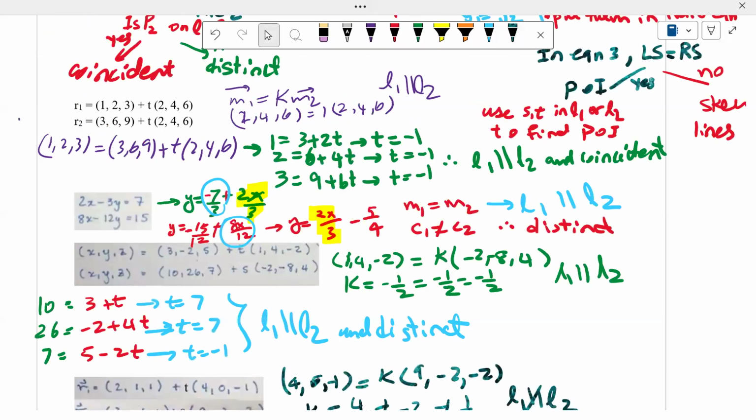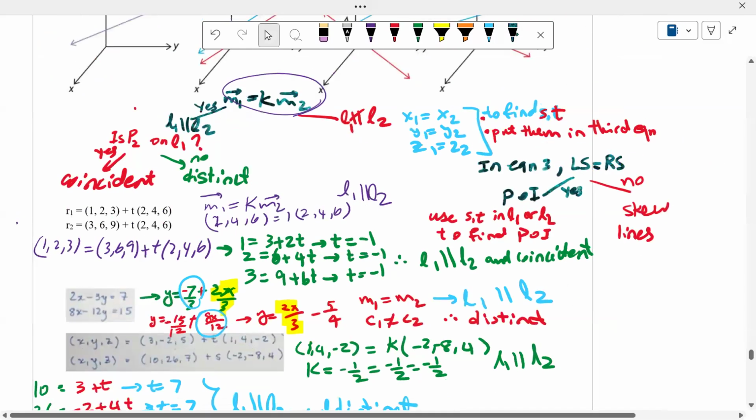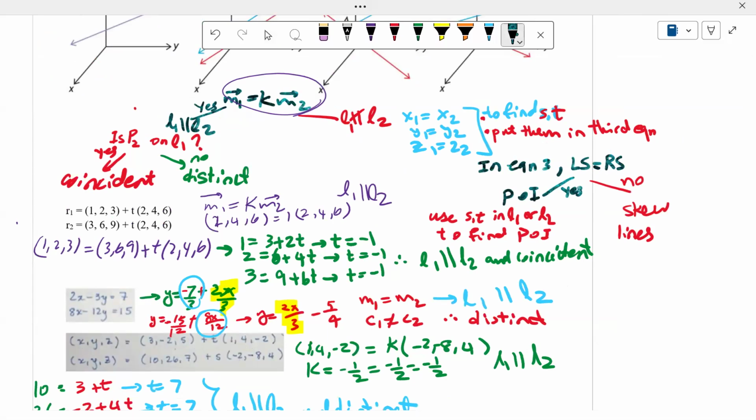So they're not parallel. It's back to here. That means I have to put the parametric equations of line 1 and line 2, equate them together to find s and t. Once I find s and t, you put them in the third equation, because this is 3 equations, 3 unknowns. And in the third equation, if the left-hand side is equal to the right-hand side, I have a point of intersection. If I don't, I have skew lines.